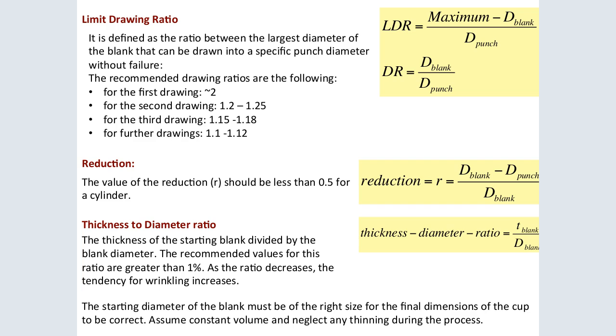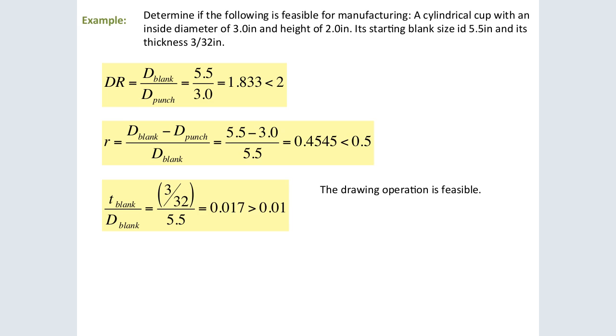The limit drawing ratio. It is defined as the ratio between the largest diameter of the blank that can be drawn into a specific punch diameter without failure. So the recommended drawing ratios are the following: for the first drawing, then for the second drawing, for the third drawing. The reduction, that is the value of reduction, should be less than 0.5 of the cylinder. The thickness ratio, the formulas are given here in case of any calculation, you can be able to get them there.